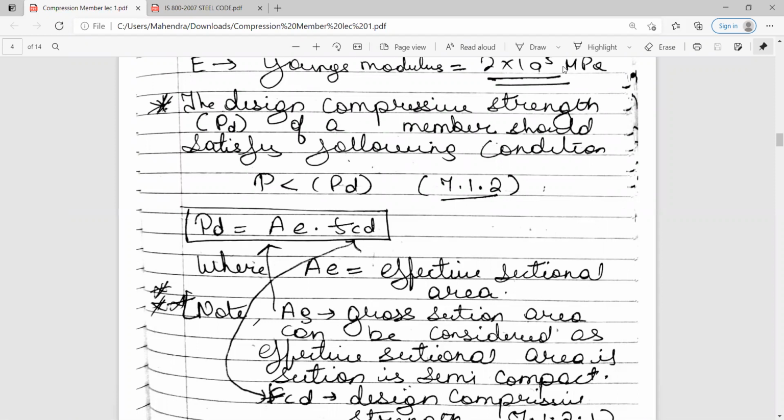AG is your gross sectional area and can be considered as the effective sectional area. अगर आपका section semi compact है, so you can consider the value of AG as AE. मतलब जो आपका gross sectional area है, जो आप steel table से value लोगे, that is nothing but the effective sectional area also you can consider over there, if and only if your section is semi compact. When we solve the problems, your ideas will be more clear. So just note down the formula to calculate the compressive strength.